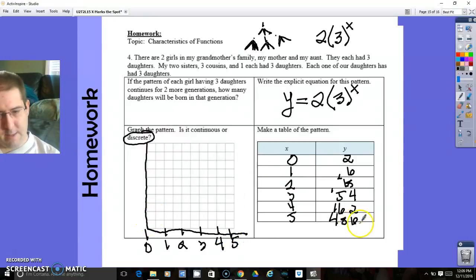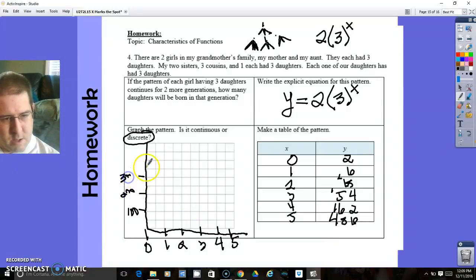And then going up, I need to get the numbers all the way up to 486. 1, 2, 3, 4, 5, 6, 7, 8, 9. So it's 10 blocks going up. If I make each one 50, it looks like it should fit. So that's going to be 100, 200, 300, come on, pen, here we go, 500, perfect.